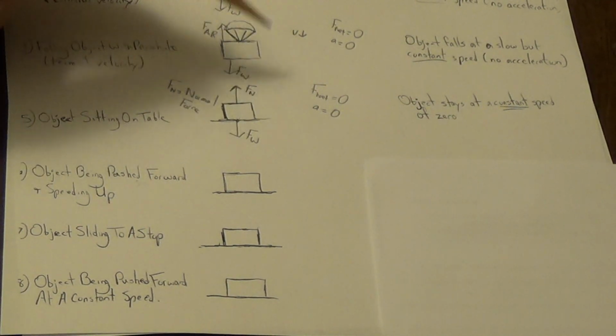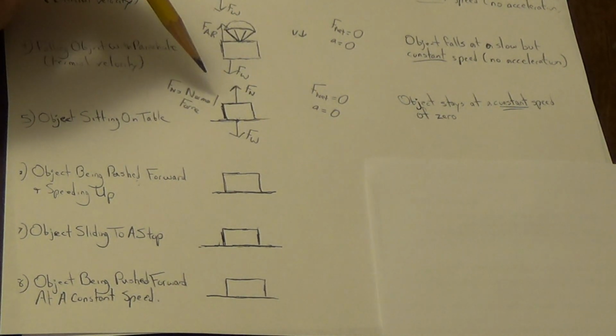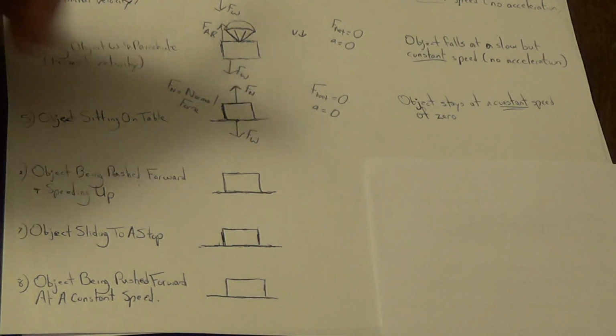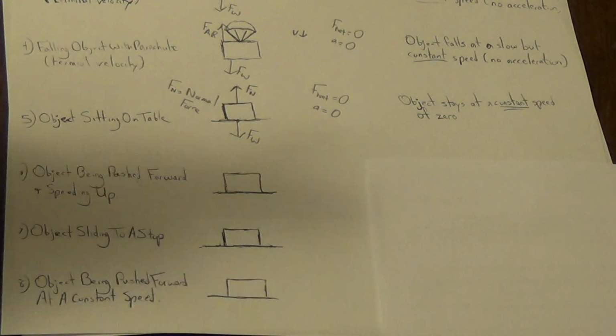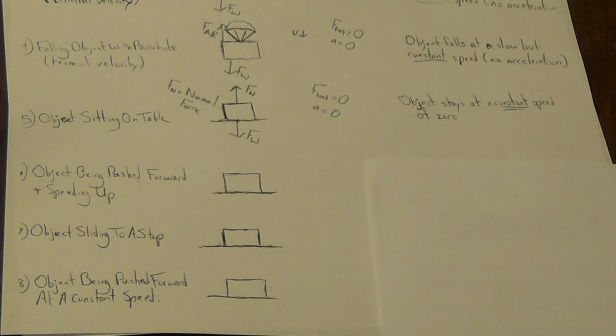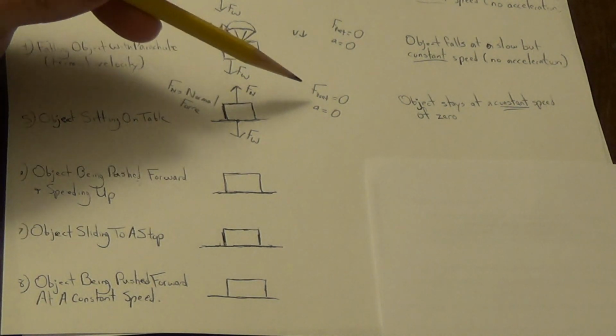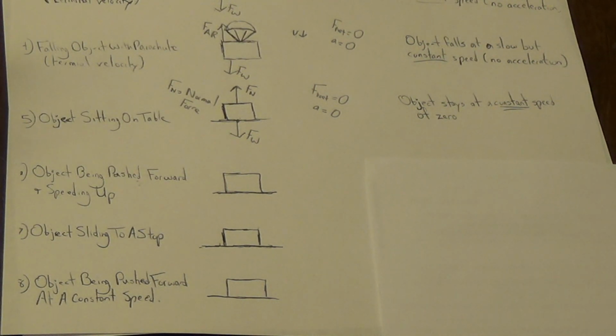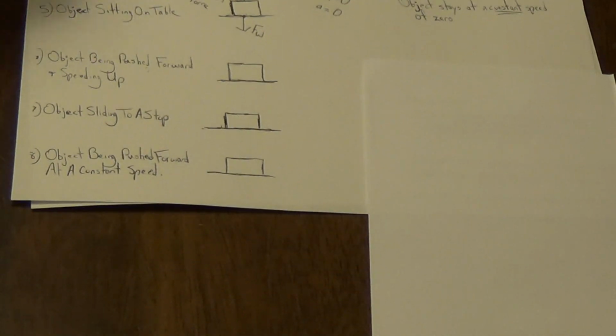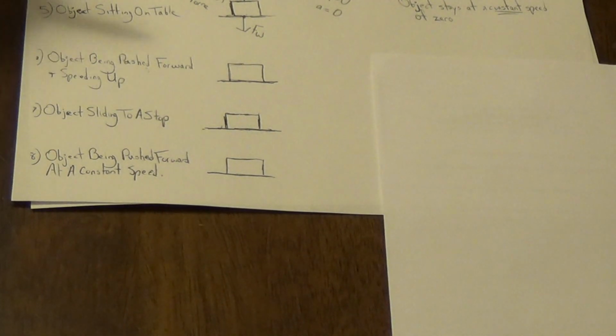And again, just a reminder, when you push on something, it pushes back. So when the object pushes down on the table, the table pushes back up with an equal amount of force. Those two forces cancel out to stop the object from accelerating. Now, in situation number 6, the object is being pushed forward and it's speeding up.